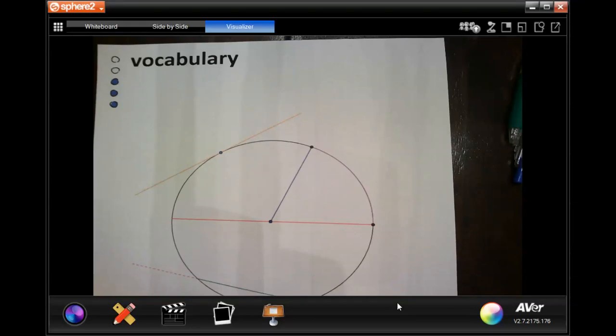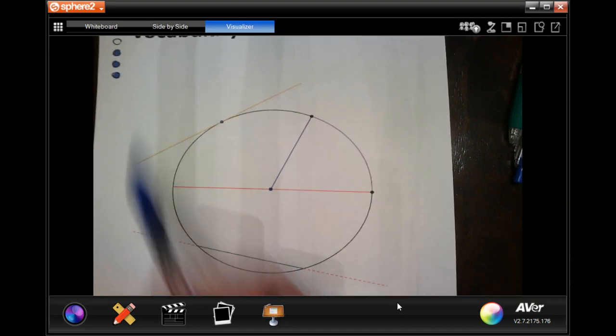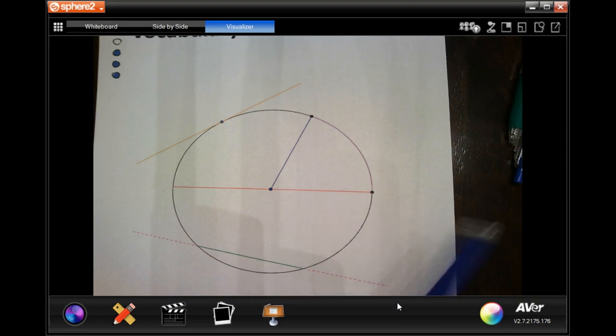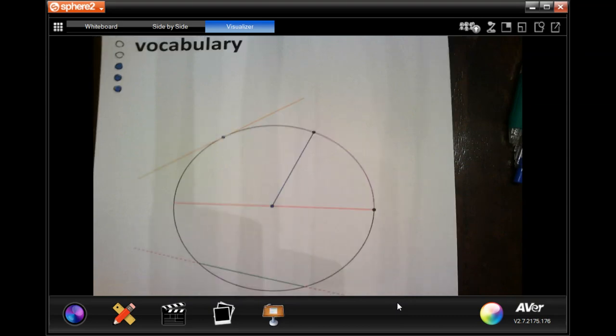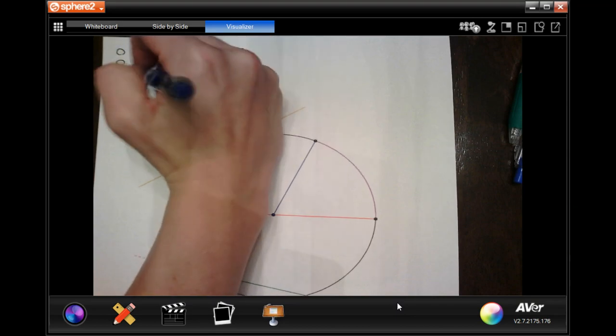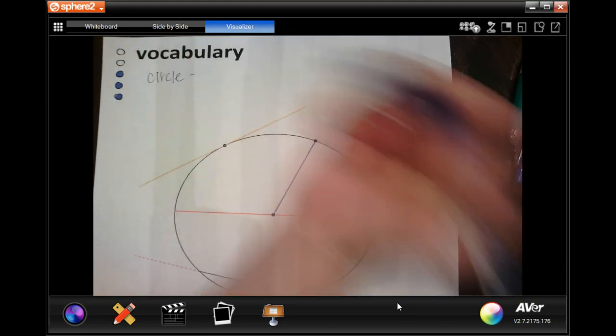Let's start off our circles with going over some vocabulary. Most of this you've heard before, but it's good to get a refresher. And instead of just listing out a bunch of words and writing a bunch of more words, I've drawn a picture here with a bunch of things that we're going to label and define. But first I am going to put up here at the top our definition of a circle.